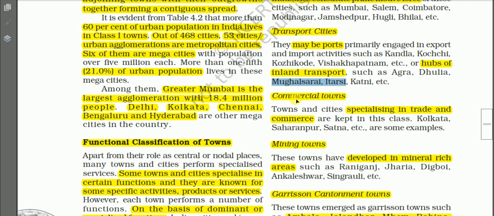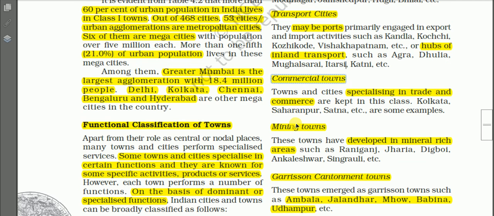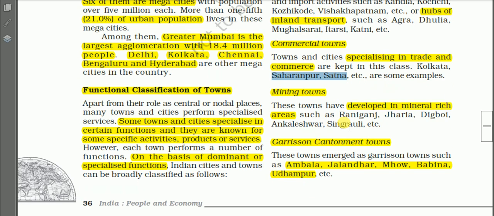Then we have commercial towns. Towns and cities specializing in trade and commerce are known as commercial towns. We have examples like Kolkata. You must know that Kolkata is also an administrative town. However, it also functions as a commercial town. And we have Saharanpur, Satna as other commercial towns in India.